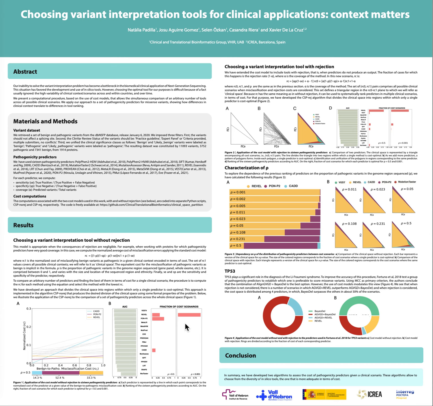When the CSP No Rejection model is applied, we can see that only 3 predictors are cost-effective in the whole clinical space: REVEL, PolyPhen-2, and CAT. And depending on the clinical context, one or the other would be the cost-optimal one. Finally, here on the left, we can see the cost of each predictor and how these 3 become optimal in the clinical space.